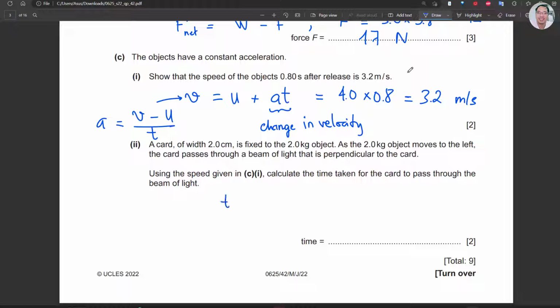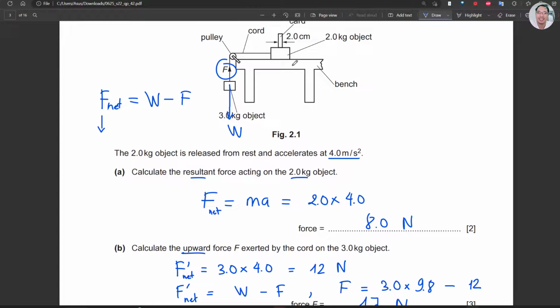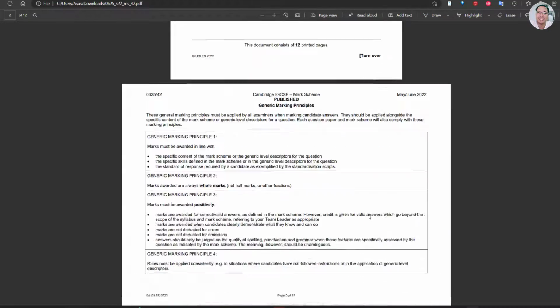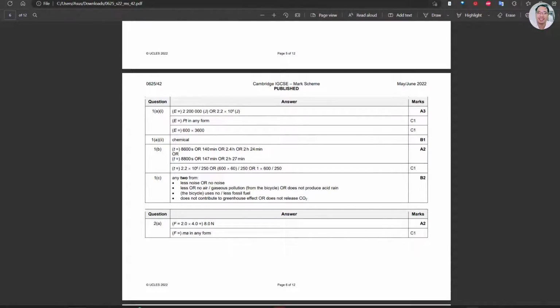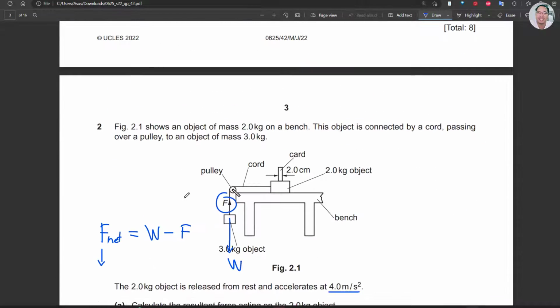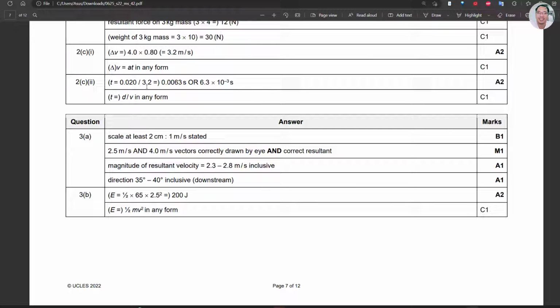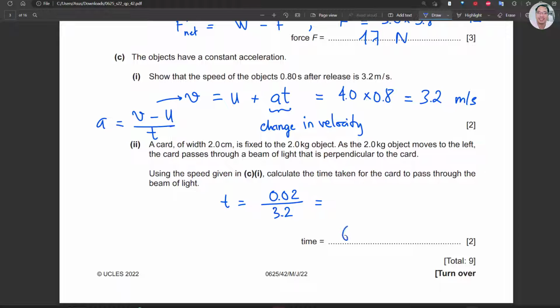So that time is the length of the cart, which is 2 centimeter, 0.02 meter, divided by the speed 3.2. We get a very short time. Let me check with the answer, because I'm not sure which speed we should use. That is question number 2, 2C2. Here. Yeah, exactly the same way. 6.3 times 10 to the negative 3 seconds.